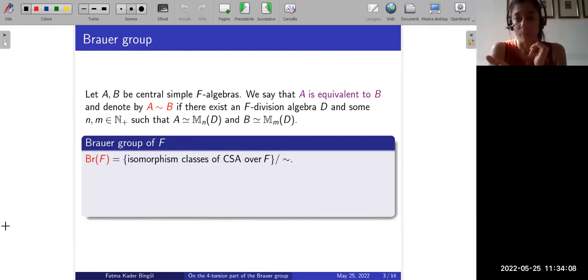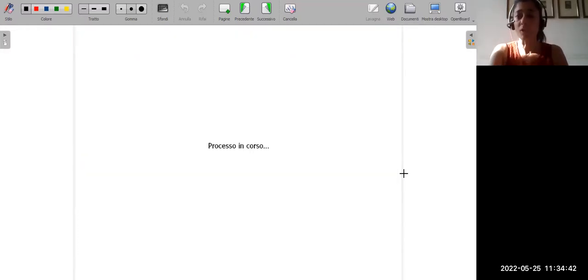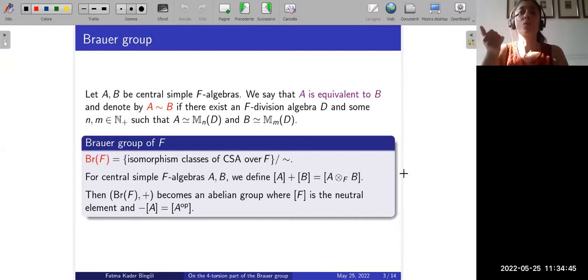These are vector spaces over F, right? So you can take the tensor product. The tensor product induces an operation on this set. Usually additive notation is used, and I also prefer that. So if I have central simple algebras A and B, I put brackets to say that I take the class of that algebra in this set. So define the sum of the classes of A and B to be the class of the tensor product of these algebras.